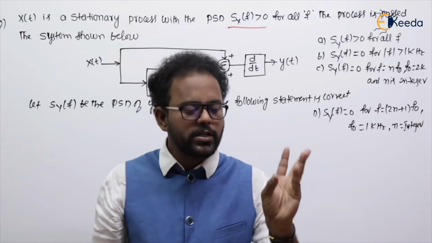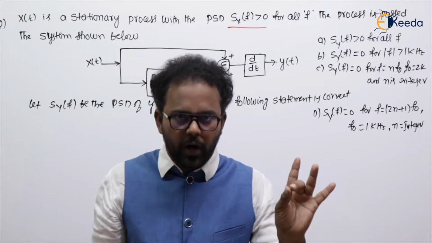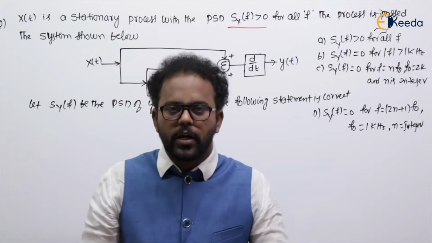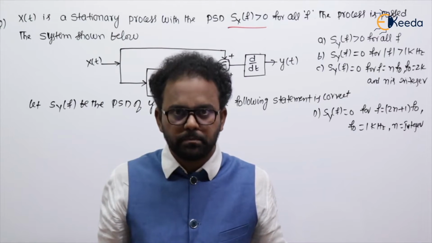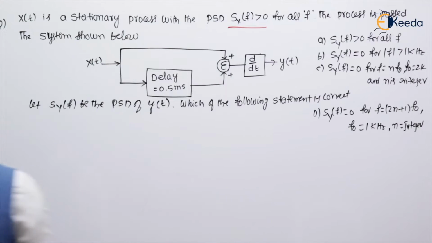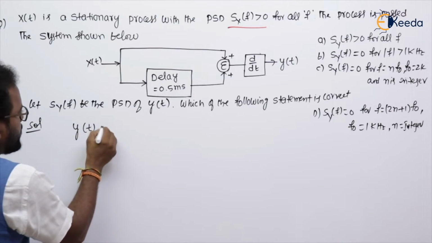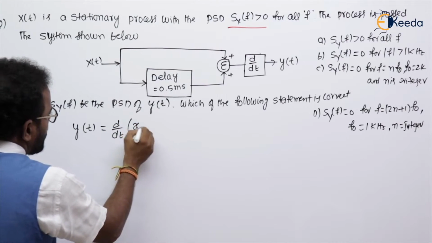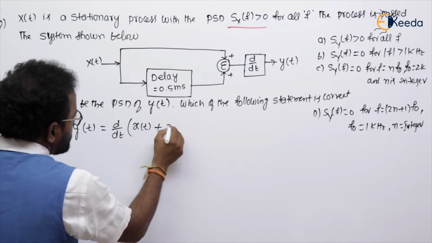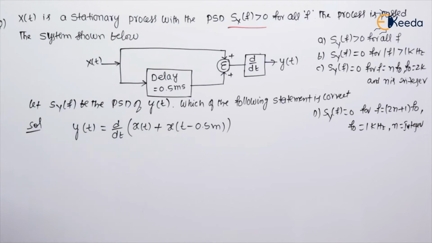Power spectral density means first calculate y of t, take the Fourier transform of that, take the modulus and then square it. Mod y of f whole square, or mod y of omega whole square, is called PSD. Have you got my point? So first calculate y of t there. Y of t is nothing but what comes from the differentiator. So d by dt of, what are we getting? x of t plus x of t minus 0.5 milli, because of the delay.